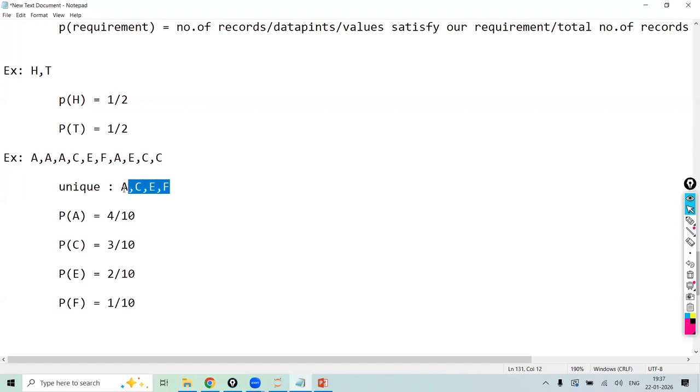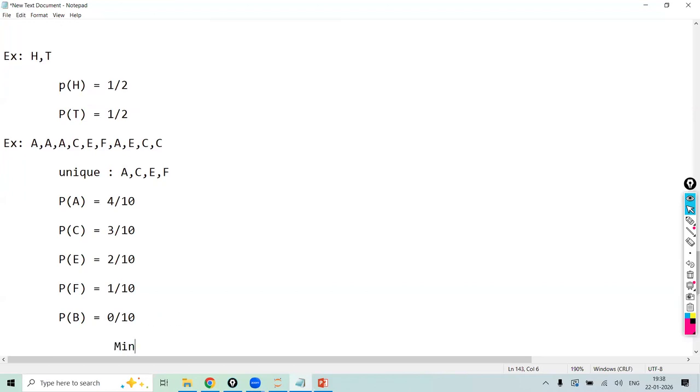Now, other than unique values, if you ask anything new, for example, what is the probability of B? Then the probability of B is 0 by 10 because that is not available. The total number of data points is 10. How many satisfy your requirement? Your requirement is B. How many B's are there? 0 are there. So automatically 0 by 10. So what is the minimum probability? The minimum probability value is going to be 0.